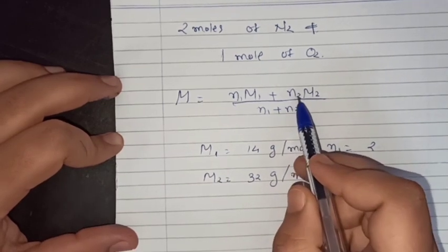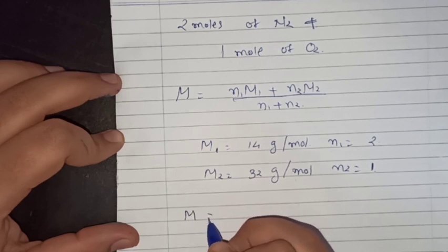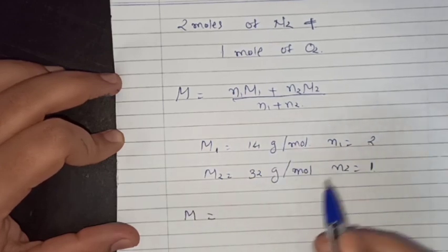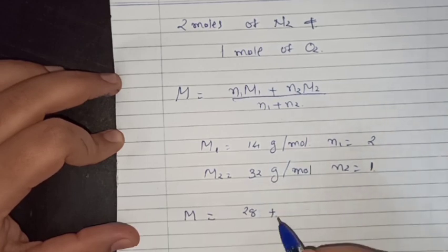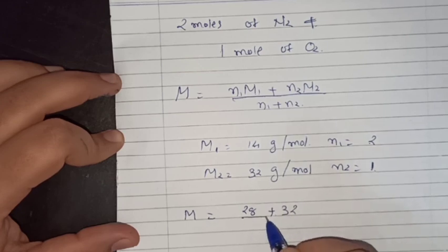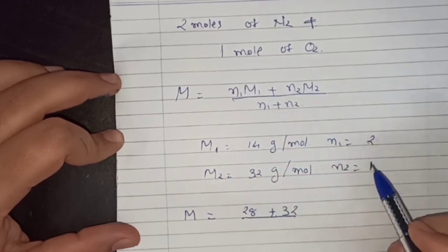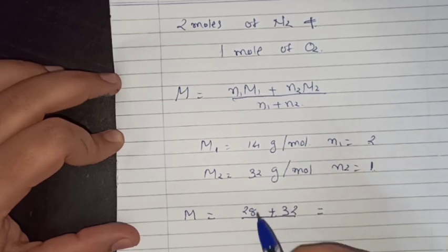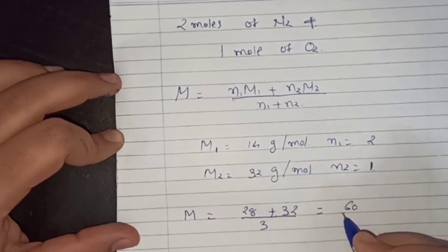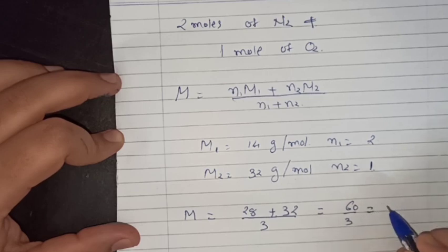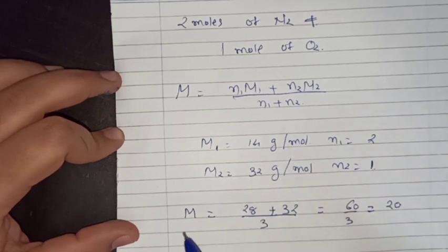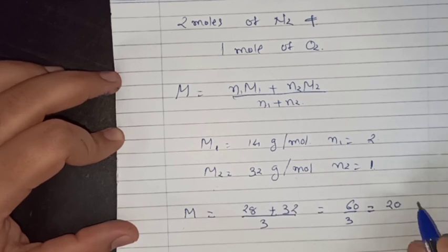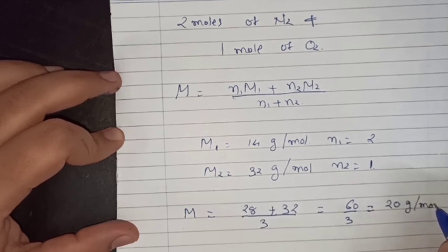Put the values in this formula. We will get M is equal to 14 into 2, that will be 28, plus 32 into 1, that is 32, divided by N1 plus N2, that is 2 plus 1, 3. 28 plus 32 will be 60, divided by 3. So this will give us the answer 20. Keep this in mind: the unit of M and M1, M2 will be the same. So the molecular mass will be M gram per mole.